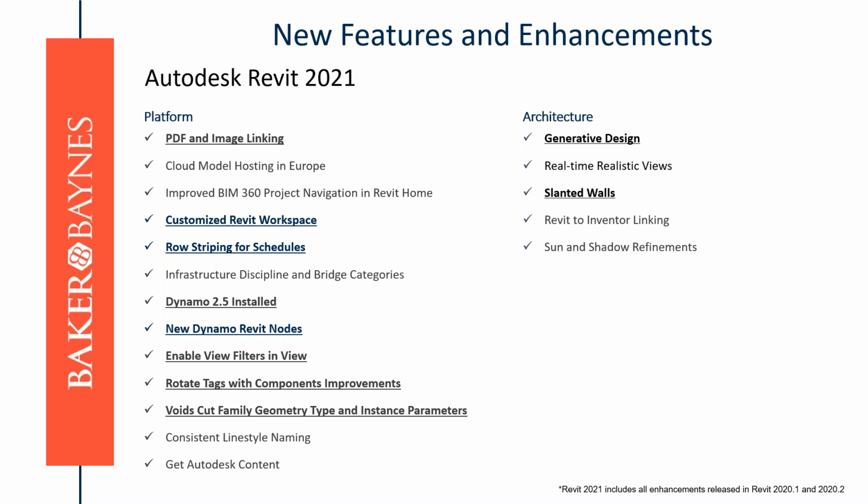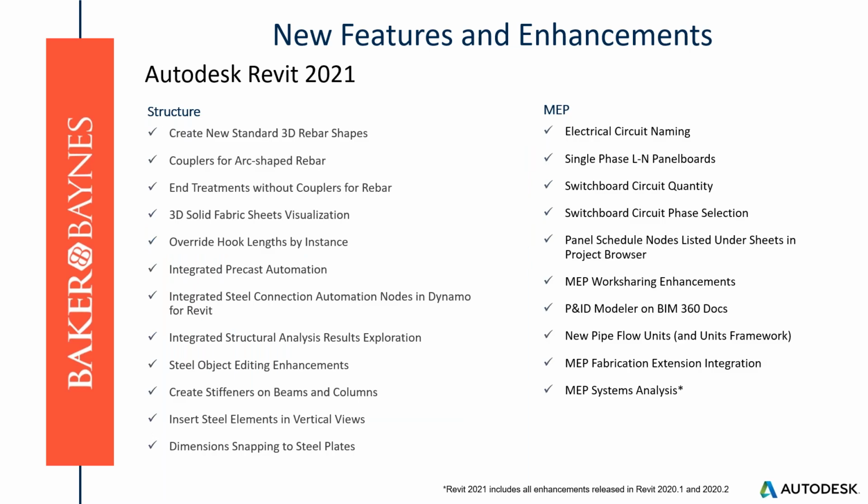And then some other features are enable filters in view, rotate tags with components, and voids cut family geometry. And we can actually assign a parameter to that now, which is very helpful as well, especially for architects using it for doors, as door openings, as an example. And then we're also going to have a look at generative design and have a quick squiz at the slanted walls that have also been added in. So just because I showed the architecture side, that doesn't mean that's the only thing for architecture.